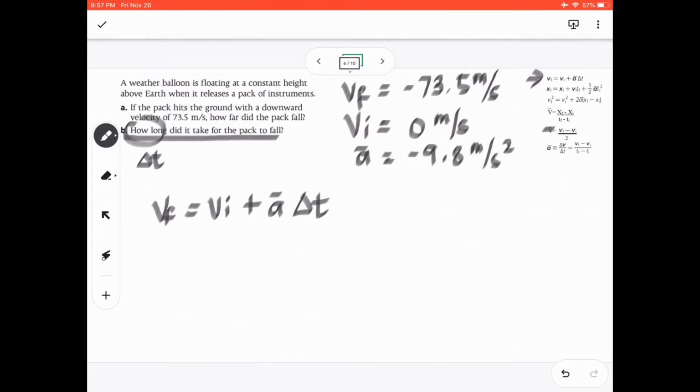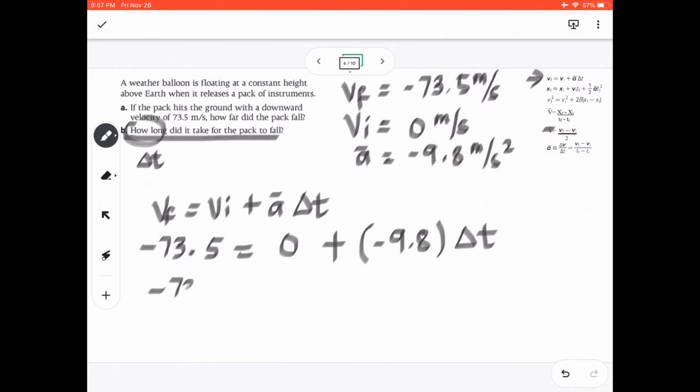So VF is negative 73.5 is equal to VI, which is 0. As you can see, all of the givens are represented. So I chose this formula, plus A is negative 9.8 and delta T is what we're looking for, or TF minus TI. That's the same as delta T. So negative 73.5 is equal to negative 9.8 delta T.